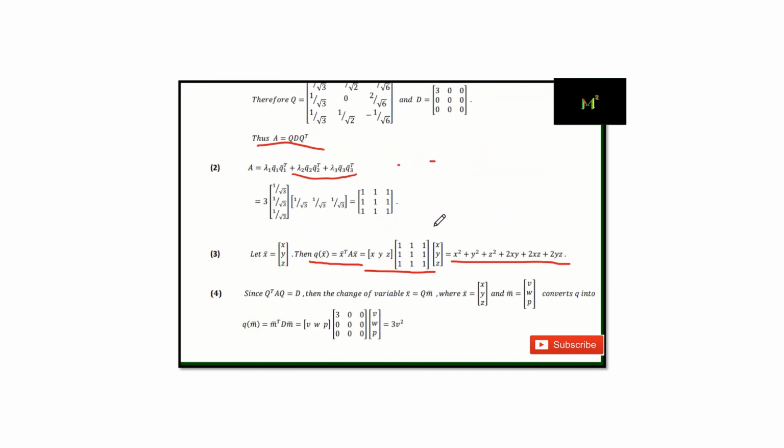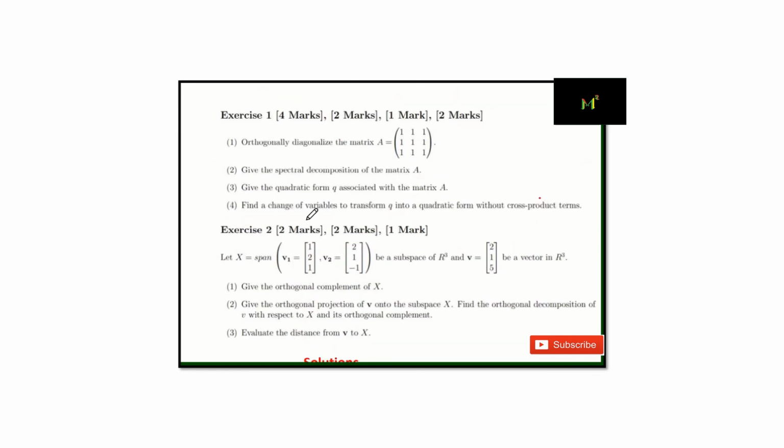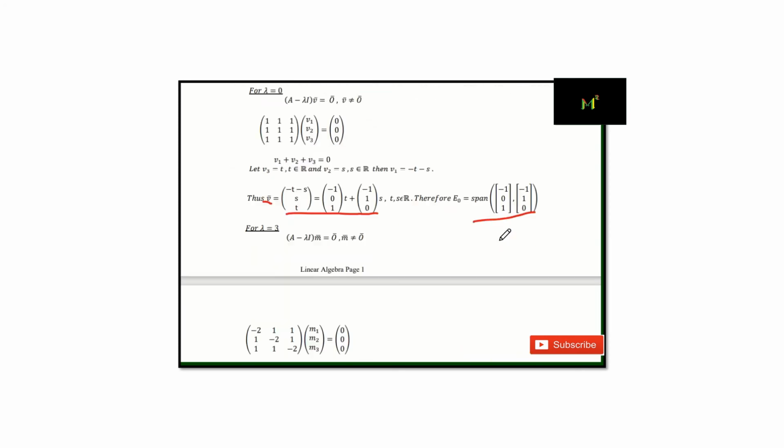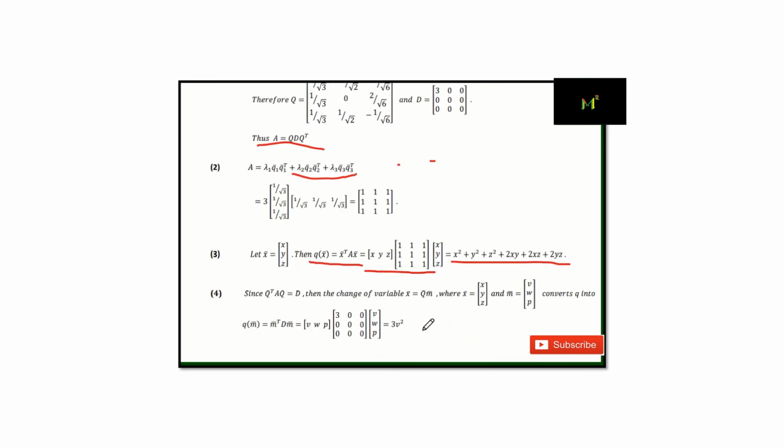Now going to the last question. The last question said to find a change of variables to transform Q into a quadratic form without cross product terms. That means we do not want x times y, like here. You see here we have x times y, x times z, y times z. So we want a transformed form that does not have x y, x z, or y z terms. With that said, we're just going to get to the solution.